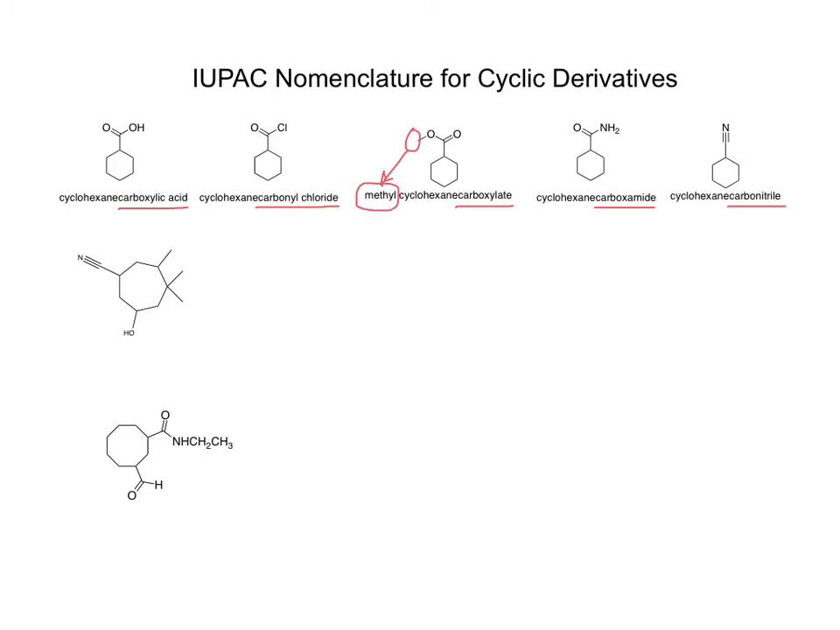It is based on a cycloheptane, I think. Let's see. 1, 2, 3, 4, 5, 6, 7. Yep, it's a cycloheptane. I see that I have a nitrile group coming off of it, and so it is going to be a cycloheptane carbonitrile parent. Now, as far as the numbering goes, the carbon that has the derivative group attached to it is number 1. And if I go counterclockwise, I have a group at 3. If I go clockwise, I have a group at 3.